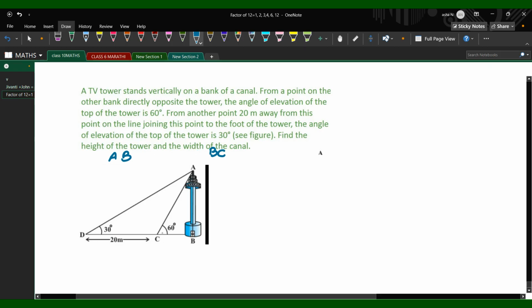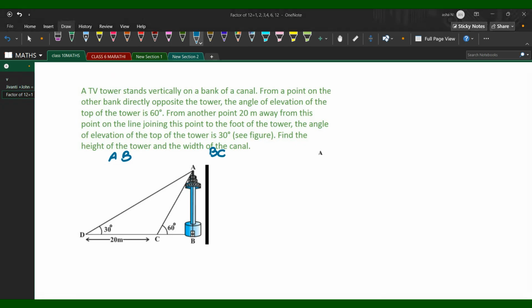Only partial information is given. DC, they have given the base, which is 20, but we don't know CB. We don't know the height. We don't know the hypotenuse side. If we look from the point of view of the triangle, we don't know any of the other information. Only DC is given, which is 20 centimeter.